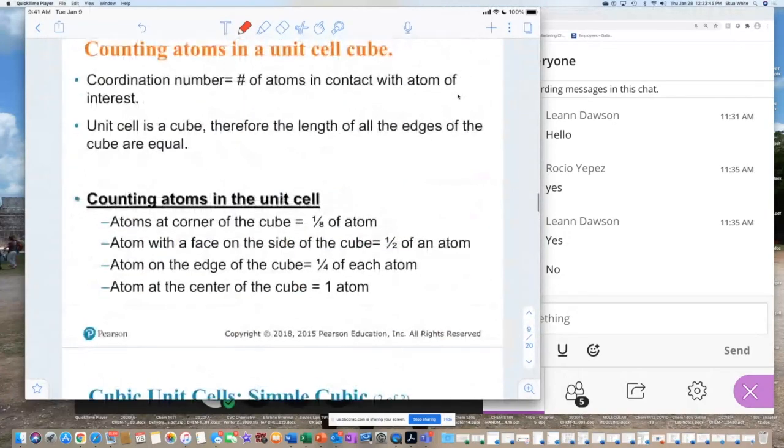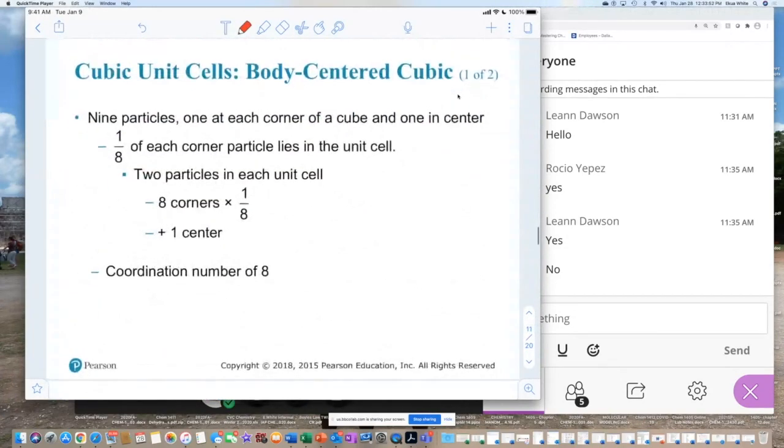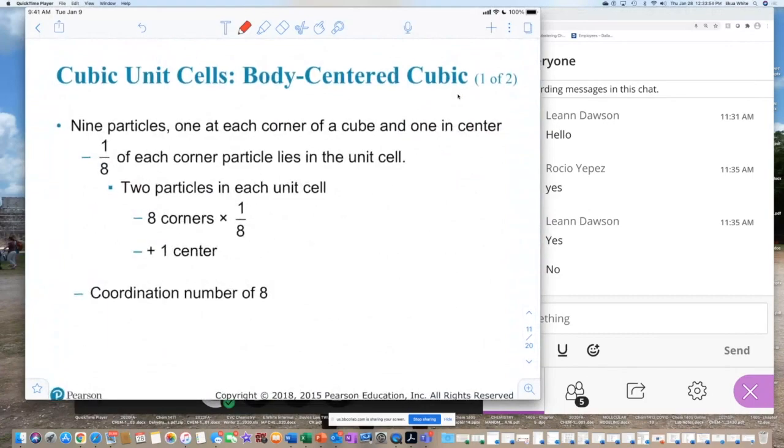Let's see. Let me make sure I have done. Oh, I already went through all this, so we're good, right? Number of atoms. Yeah, I can skip over that part and go over this. Now, the next type of arrangement we're looking at, or the next unit cell we're looking at, is called body-centered.